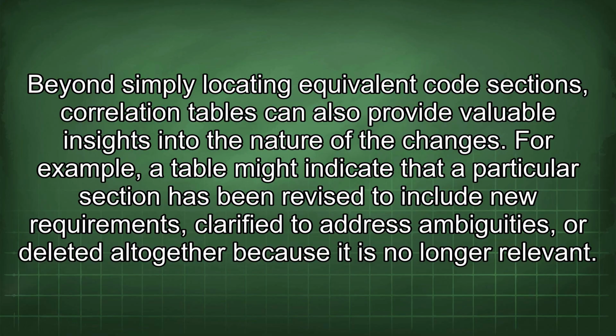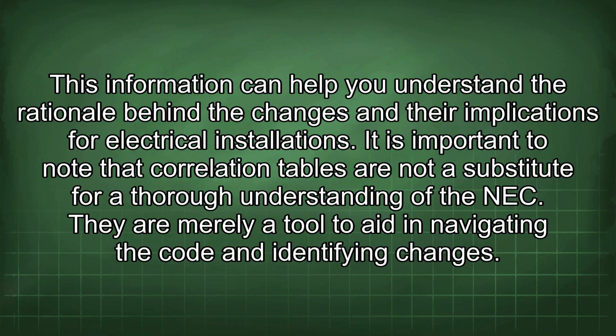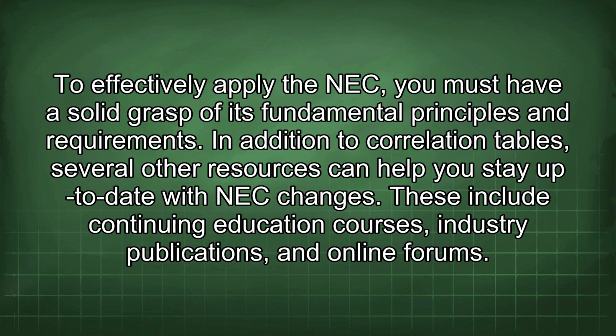For example, a table might indicate that a particular section has been revised to include new requirements, clarified to address ambiguities, or deleted altogether because it is no longer relevant. This information can help you understand the rationale behind the changes and their implications for electrical installations. It is important to note that correlation tables are not a substitute for a thorough understanding of the NEC. They are merely a tool to aid in navigating the code and identifying changes. To effectively apply the NEC, you must have a solid grasp of its fundamental principles and requirements.